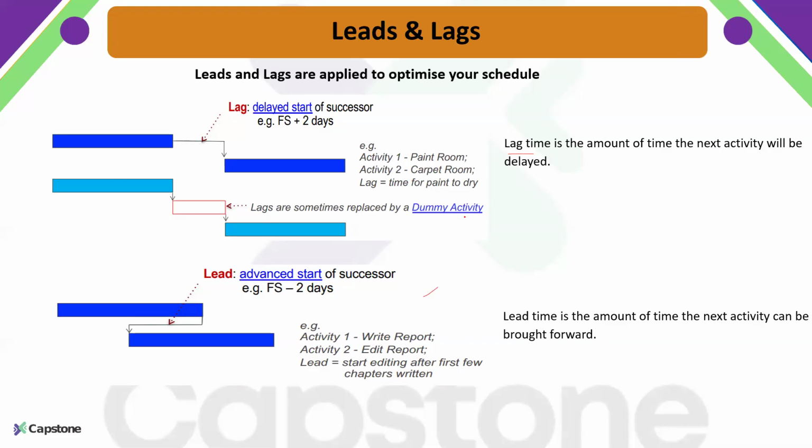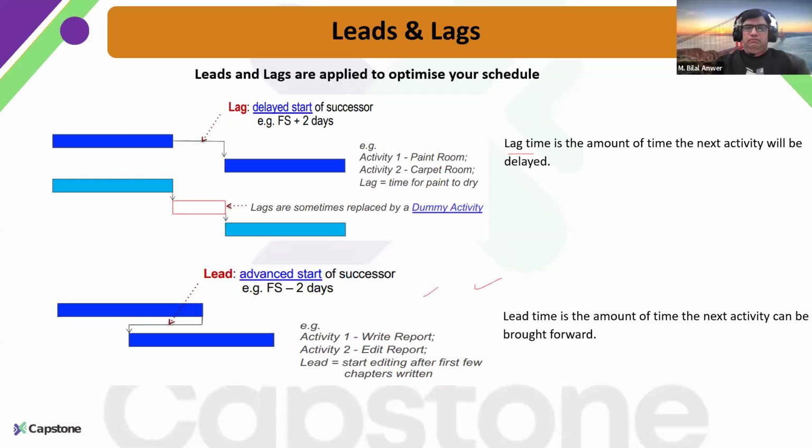Because if you start painting it immediately, you know what will happen. The paint will lose its strength maybe after some time. Okay, and lead time is the amount of time by which we can pull any activity forward, maybe because we need to squeeze our schedule.